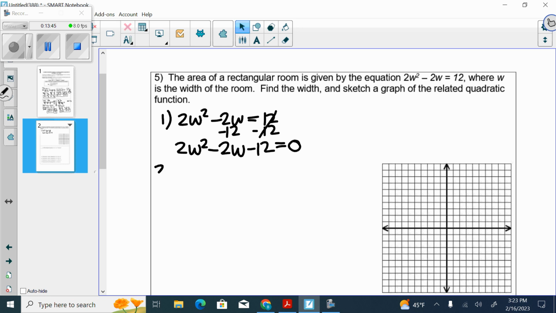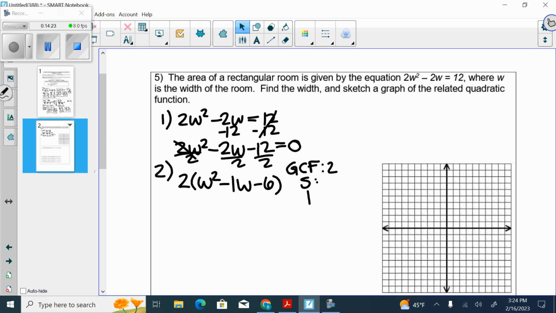Factor. Okay. All right, so when I factor, I look for a GCF. Do we have one this time? 2. Okay. So GCF is 2. I'm going to divide these by 2. So those will divide out. So we're just left with w squared. What's negative 2 divided by 2? Negative 1, right? So negative 1w. And what's negative 12 divided by 2? Negative 6. Good. All right, so now that we took out our GCF, what's the sum?